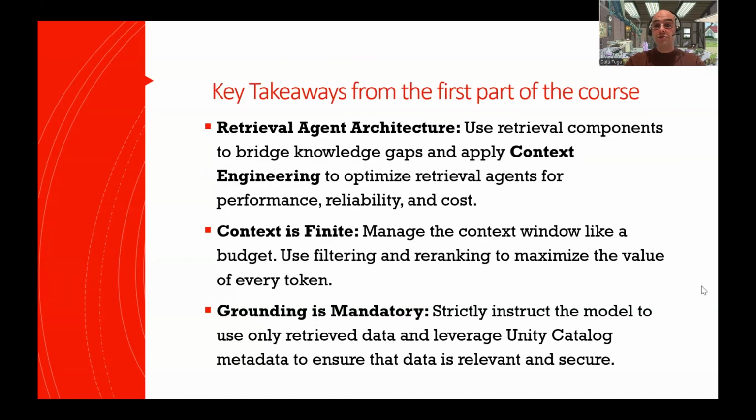As a main conclusion, what I took from this module was that we should take into account the retrieval agent architecture that was already talked about in the second video. That the context is finite, so we should manage it, and that grounding is mandatory. So we should strictly structure the model to use only retrieved data and leverage Unity Catalog.